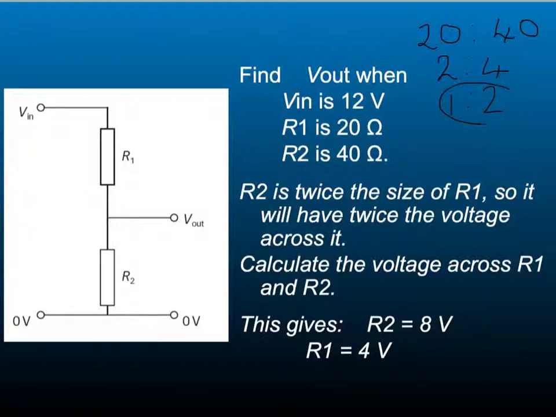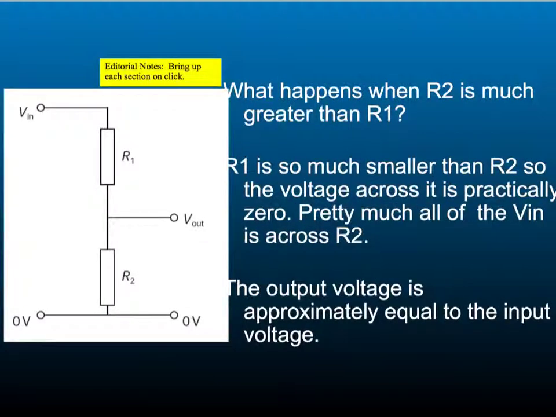So altogether there we have got 3 parts, 12 divided by 3 equals 4. Then that means here I've got 1 times 4, which is 4, and then 2 times 4, which is 8. So resistor 1 is 4 volts and resistor 2 is 8 volts. If resistor 2 is much greater than resistor 1, then it means that practically all of the V in is across R2, and the output voltage will be approximately equal to the input voltage.